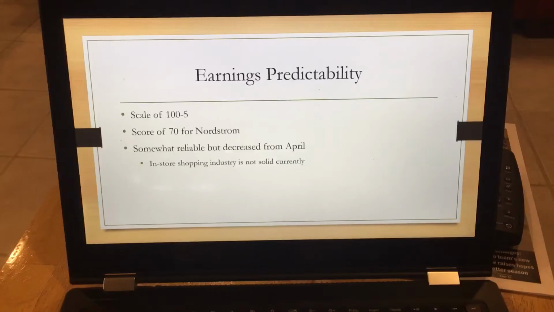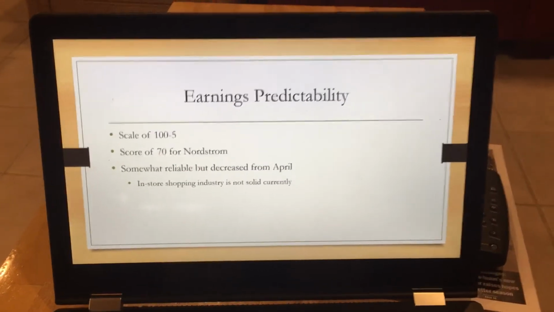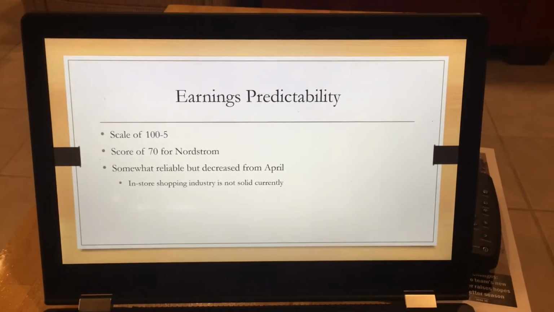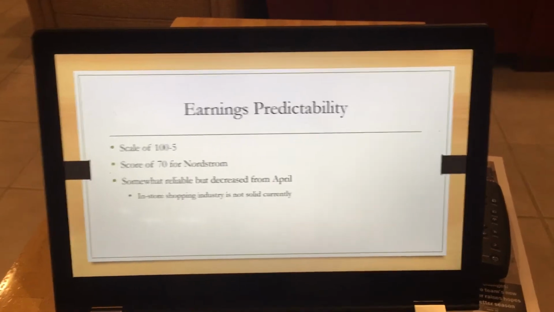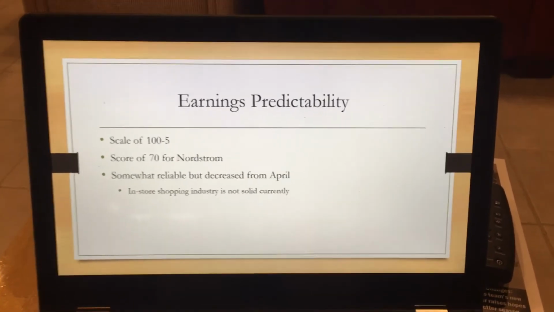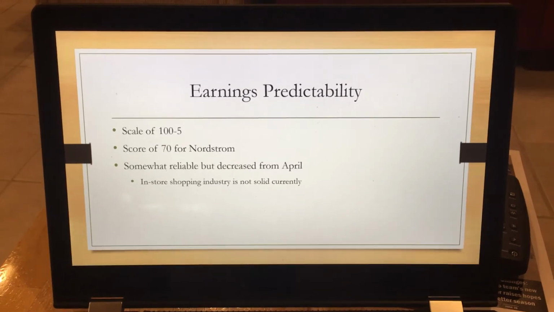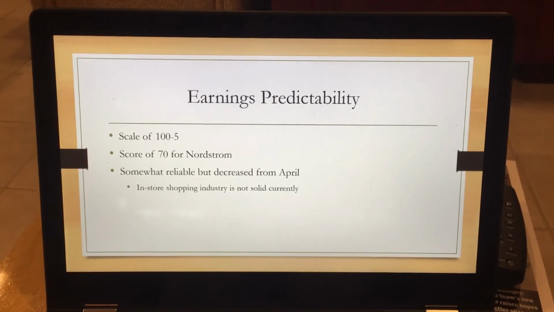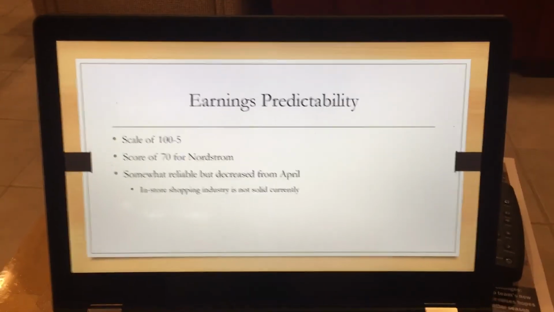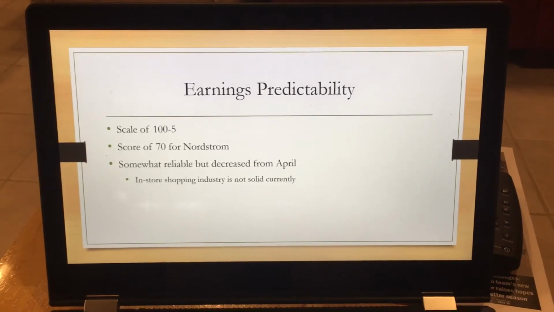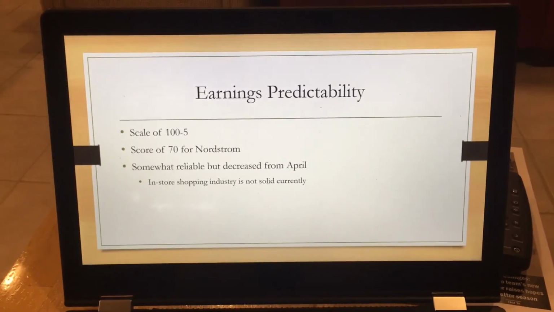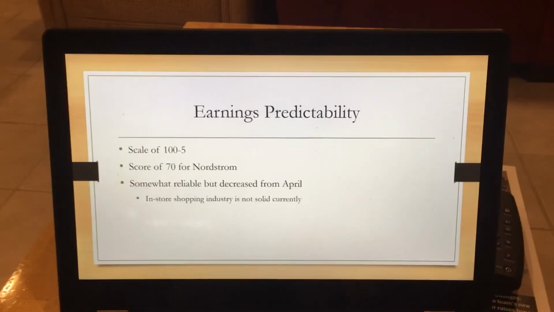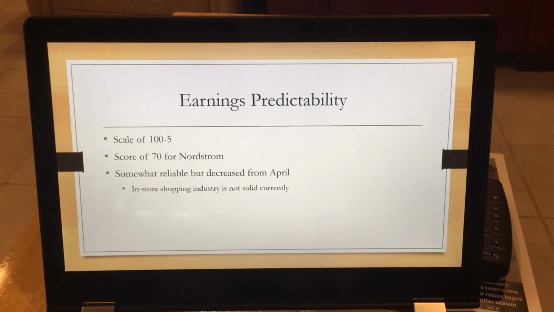And earnings predictability. So I gave Nordstrom a score of 70 out of 100, 100 being the best. And this shows that Nordstrom is somewhat reliable when it comes to the earnings that they have, but I think with the change again in the market and since they can't implement all of their new initiatives right away, I think their earnings predictability will go down from a 75 to 70. And the in-store shopping industry is just not solid right now.